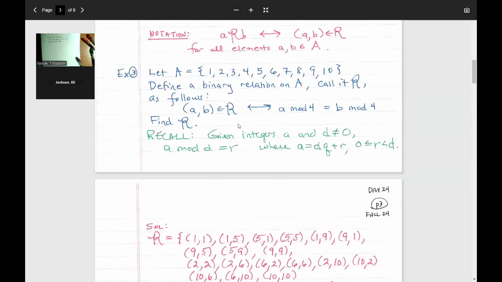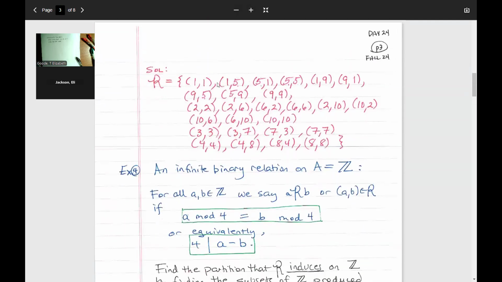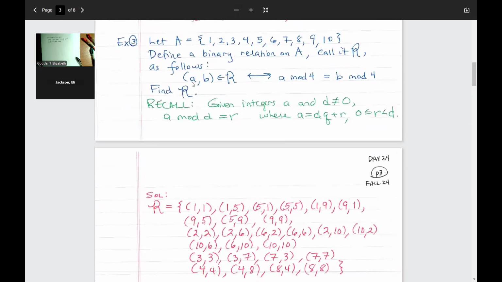and we're trying to figure out what elements of A are going to be in an ordered pair together. A, B is in the relation if A mod 4 is equal to B mod 4. That means when we divide A by 4, we get the same remainder as when we divide B by 4. Does that make sense? Yeah, okay.